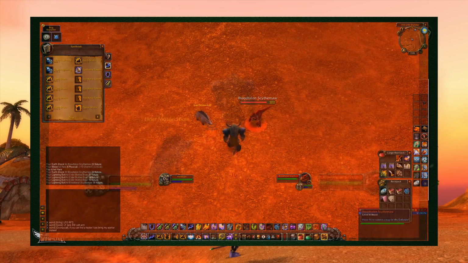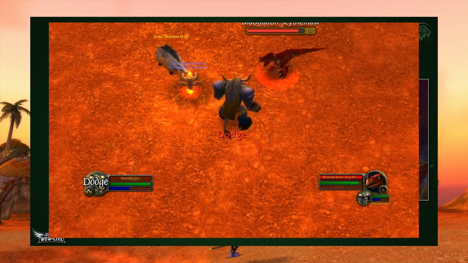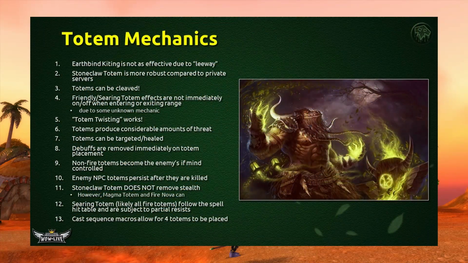It's kind of annoying when you're trying to scoop up mobs and you're trying to AoE farm or you're trying to use Fire Nova. You have to hit each mob and then drop your totem and then it'll go off, because they produce a certain amount of threat and the mobs will attack them as soon as you put them down.